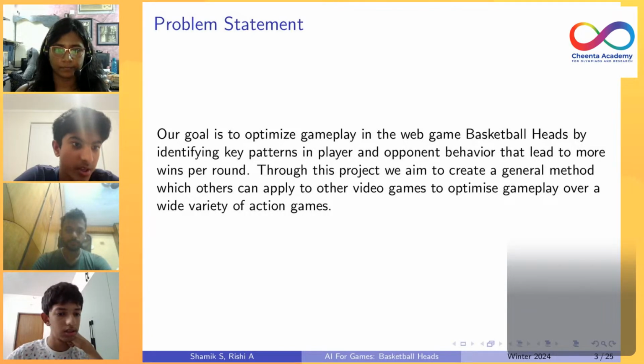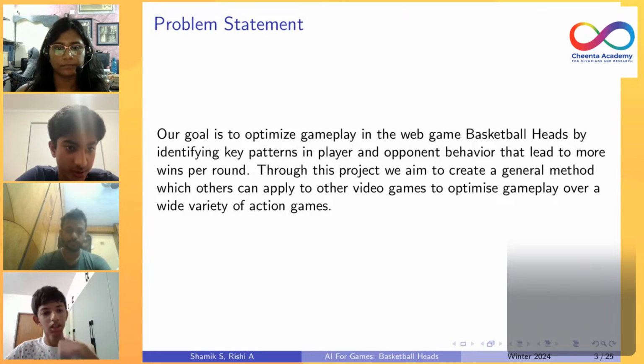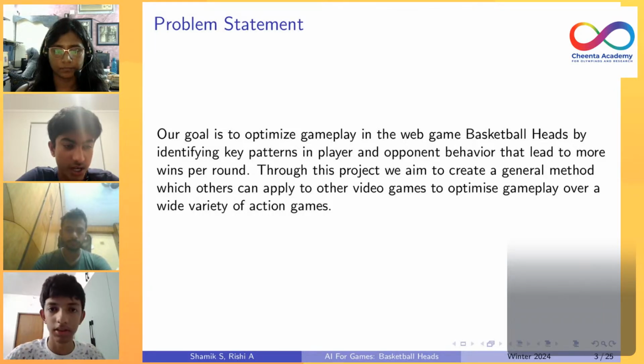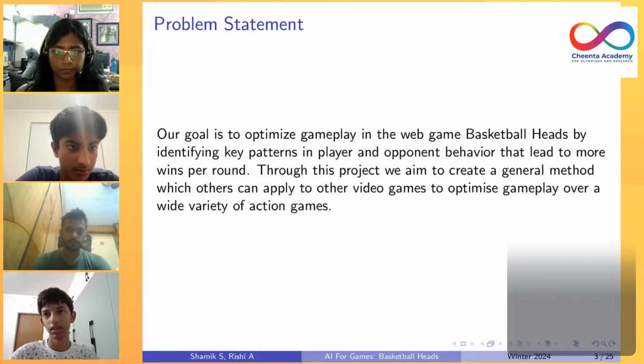Our problem statement is: our goal is to optimize gameplay in the web game Basketball Heads by identifying key patterns in player and opponent behavior that lead to more wins per round. Through this project, we aim to create a general method that others can apply to other video games to optimize gameplay over a wide variety of action games.